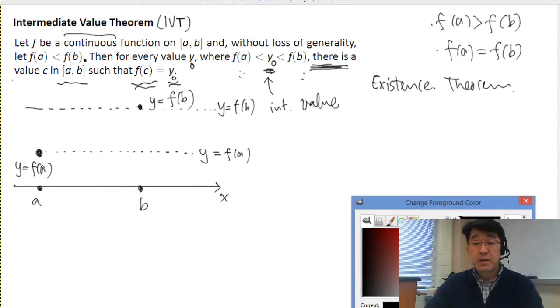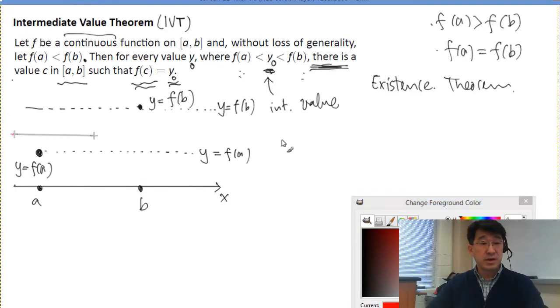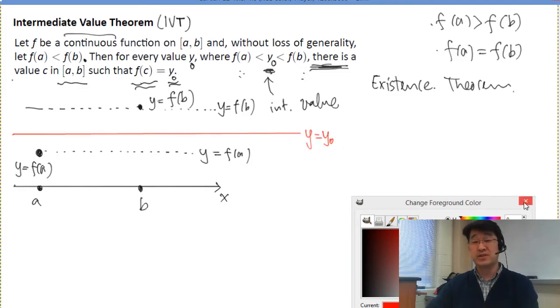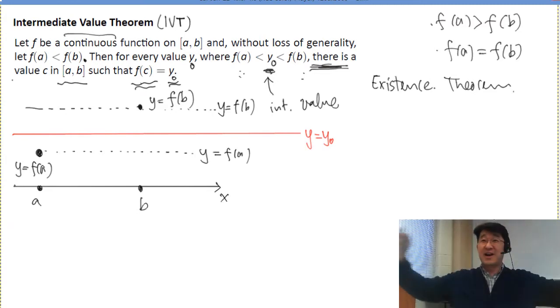So I'm going to draw a red line. Arbitrary choice. It could be right here. It could be right there. Any choice. So it's going to be something in here. Is that okay? This is where y goes to. That's why I wanted to change that to y0. This is a line y equals y0.